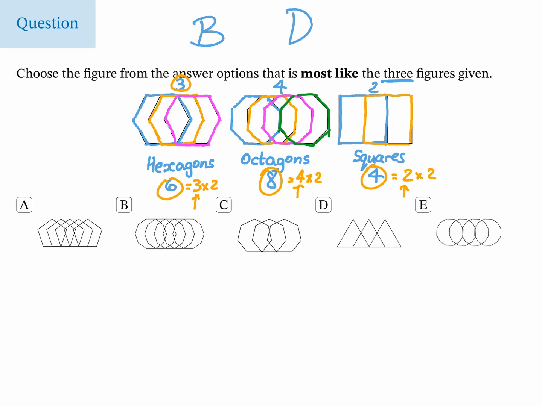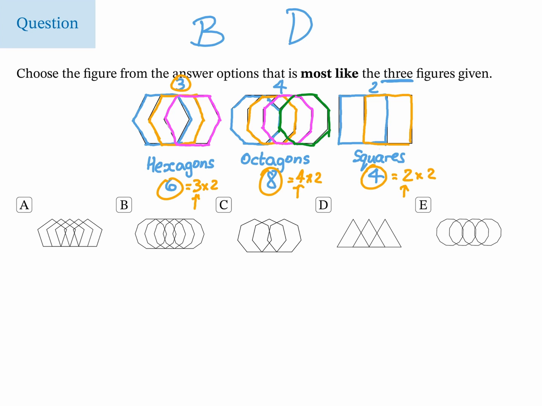So what we're looking for in our answer options is a figure that has a certain number of overlapping shapes, such that the number of overlapping shapes is exactly half that of the number of sides of each shape. Now, many of you have identified options B and D, so let's take a look at those first.